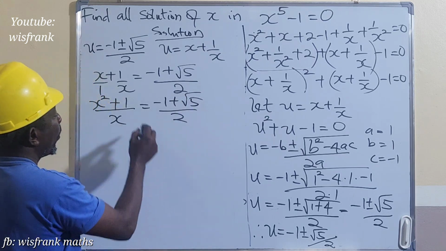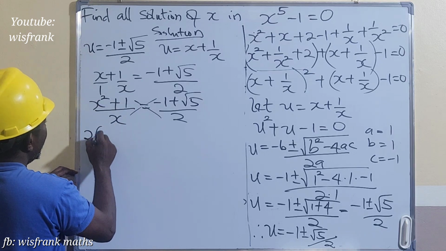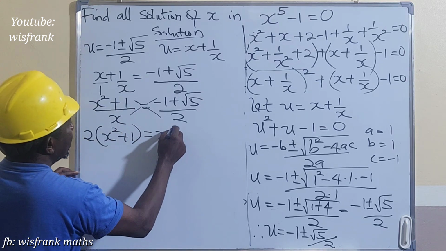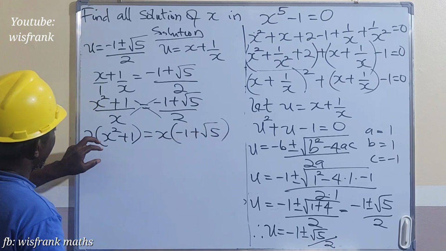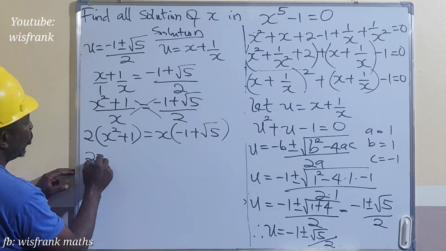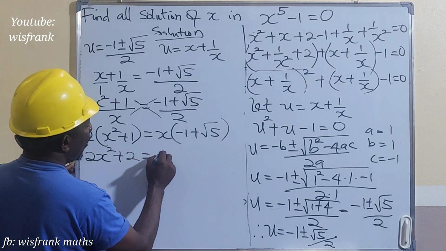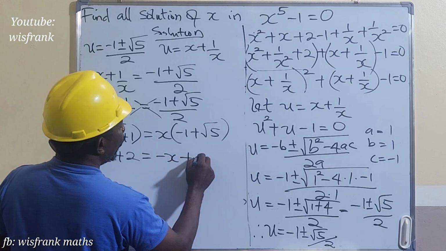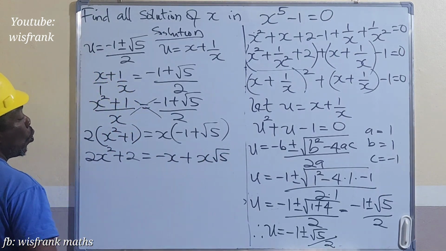So in this case, we are going to cross multiply. So 2 times here will be 2 into x to the power of 2 plus 1 equals x into minus 1 plus root 5. So expanding this, we have 2x to the power of 2 plus 2 equals minus x. x times minus 1 is minus x, plus root 5, that is x root 5. So this is what we have.